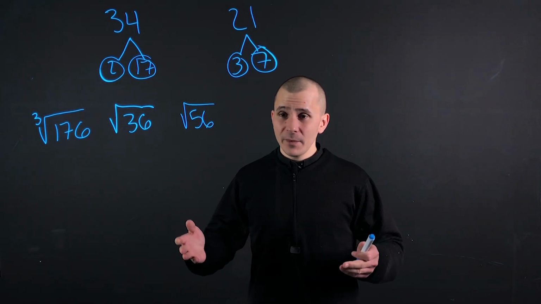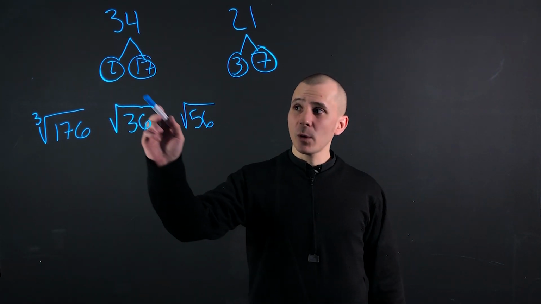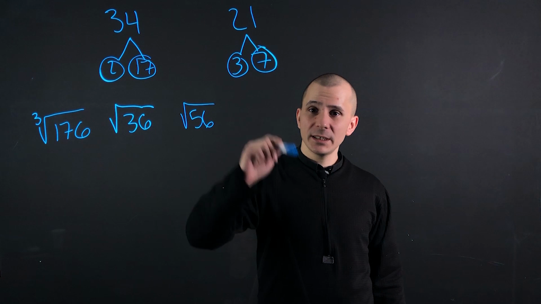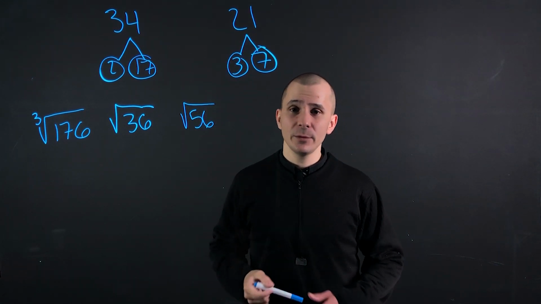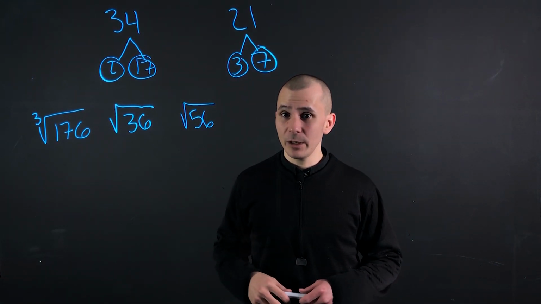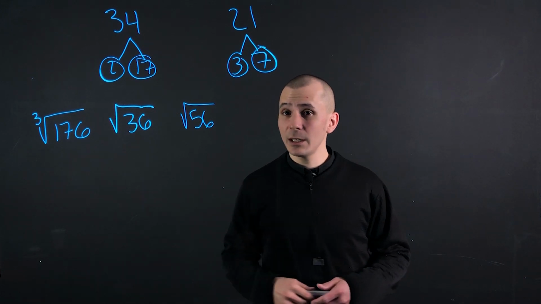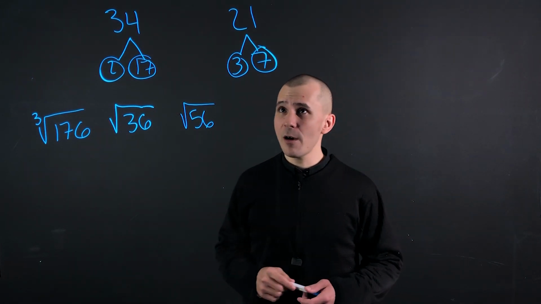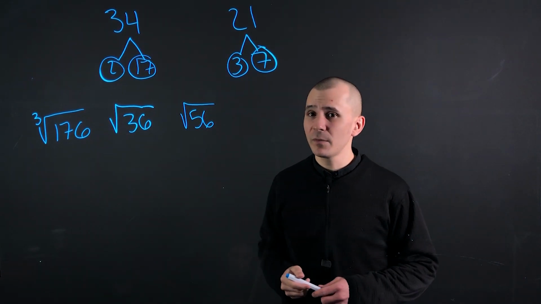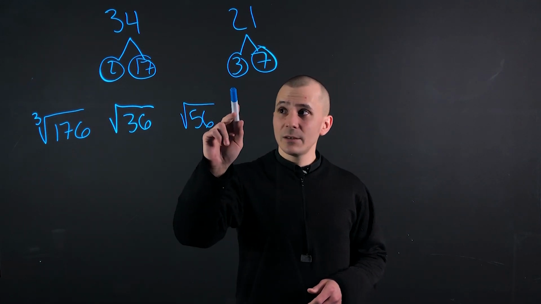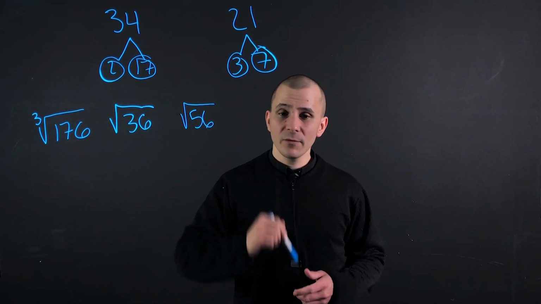So, welcome back. We've already discussed prime factorization, which is a method of breaking a number down into its prime components so that we can understand the integers involved in our target number. Now, we're going to need to know this information for simplifying radicals.